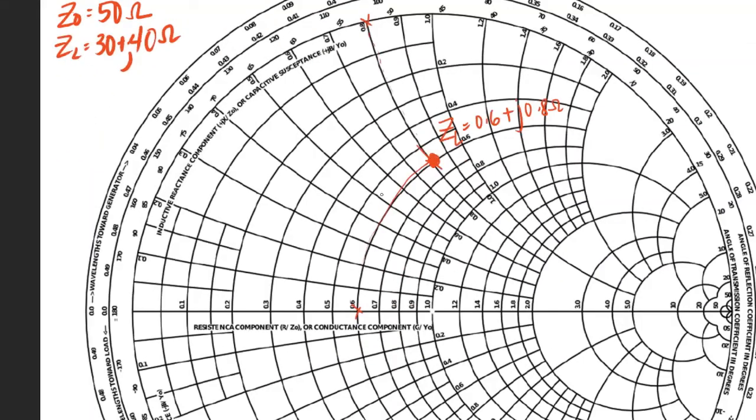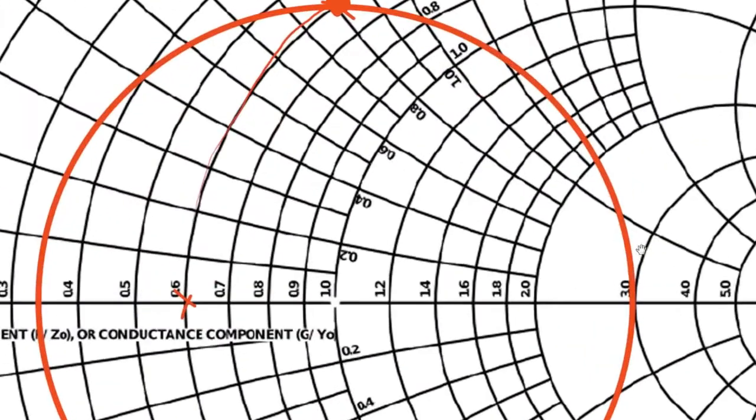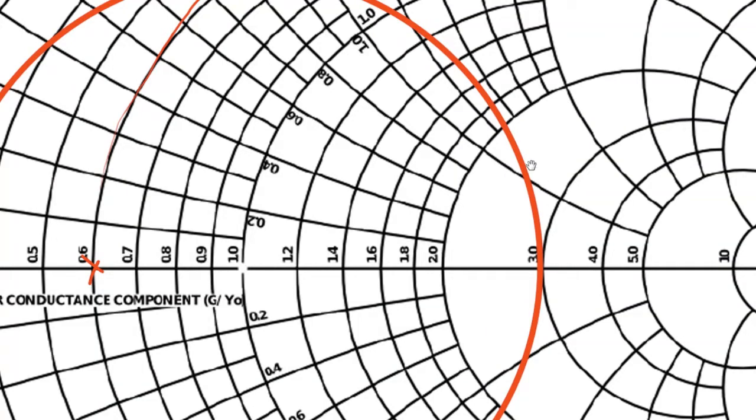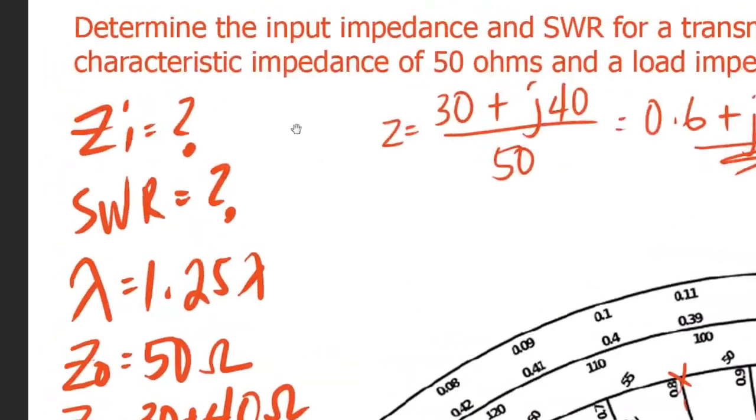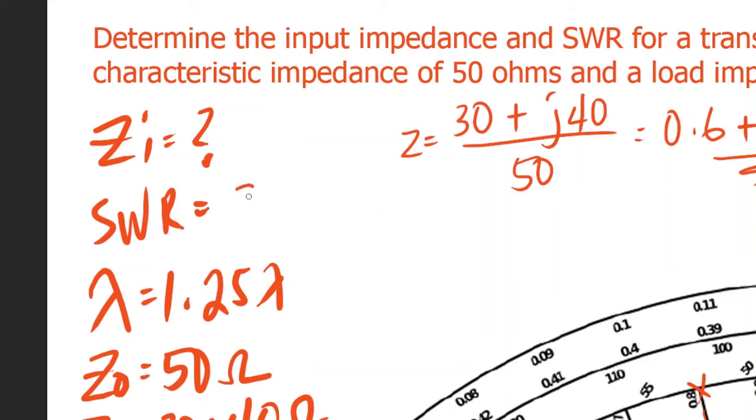Now, what we are looking for is the input impedance and the standing wave ratio. The standing wave ratio is easier, so let's draw the circle. As we can see here, our SWR is obviously 3. This guy. So, our SWR is 3. Let's write it down in our problem above.